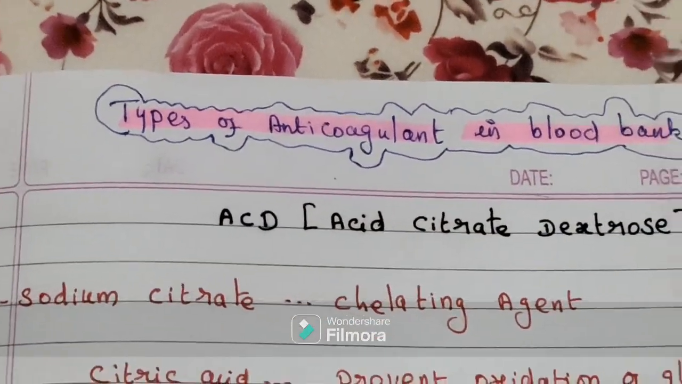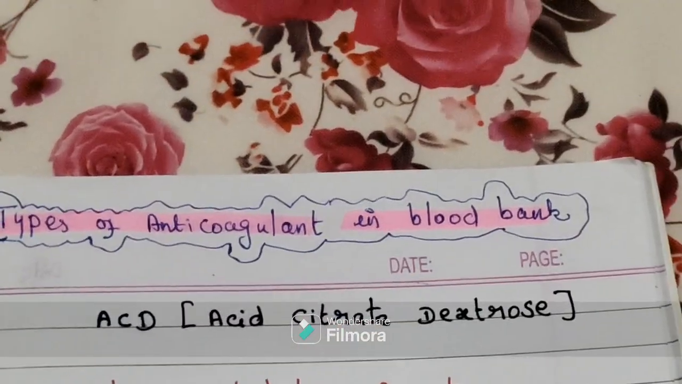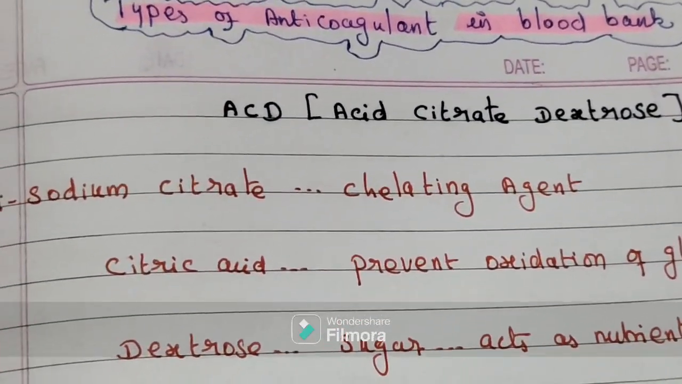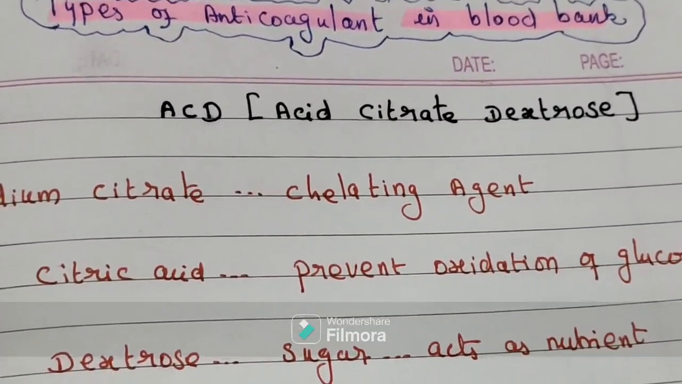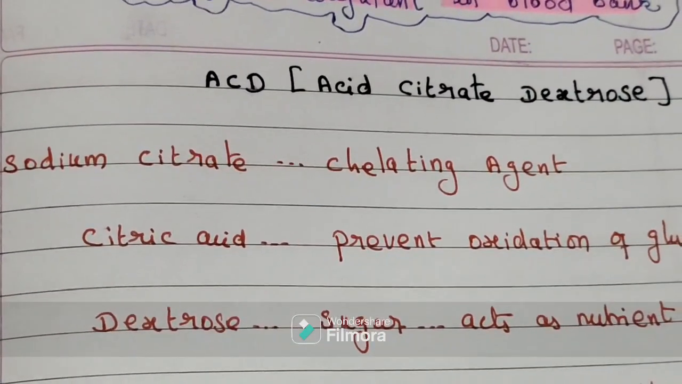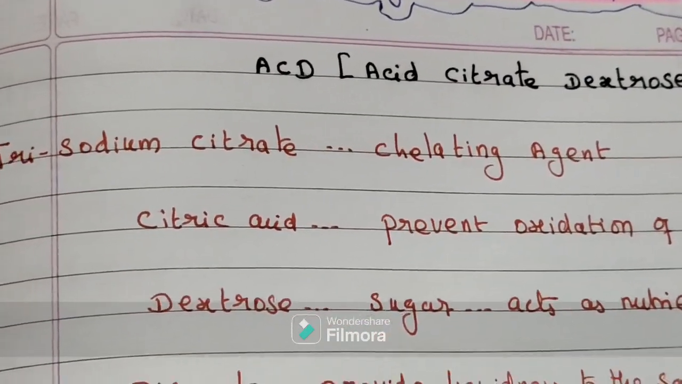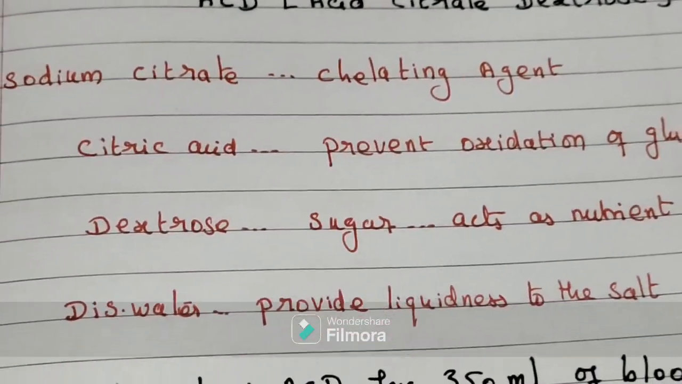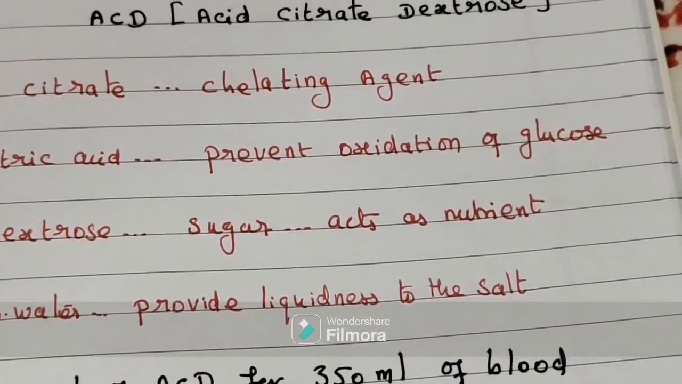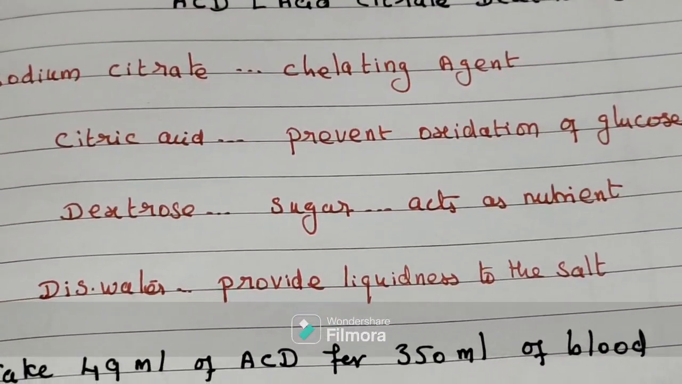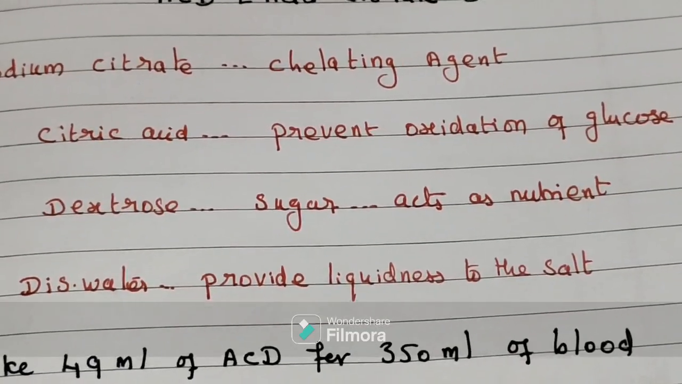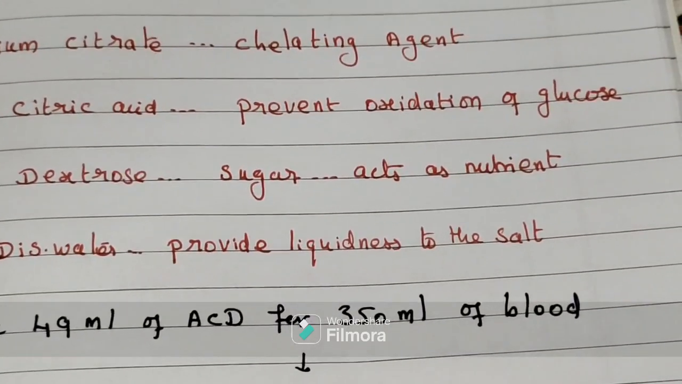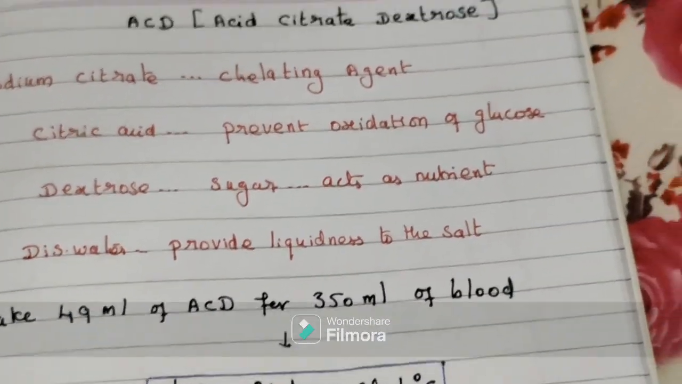Then types of anticoagulant in blood bank. First one is ACD, acid citrate dextrose. This is the core component. The basic components are trisodium citrate, which acts as a chelating agent, then citric acid, which prevents oxidation of glucose, then dextrose, a sugar that acts as a nutrient, then distilled water, which provides liquidness to the salts.